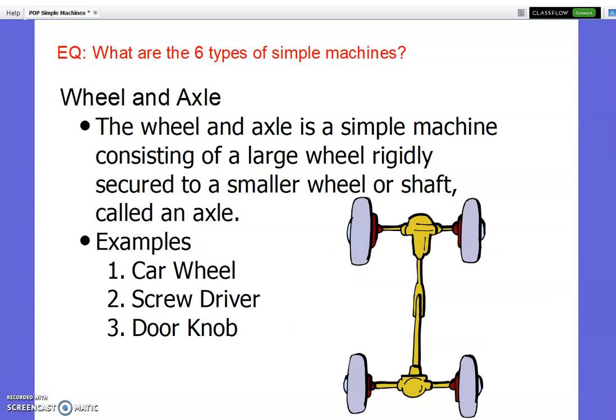The next type of simple machine is a wheel and axle. It's pretty self-explanatory. The wheel and axle is a simple machine consisting of a large wheel rigidly secured to a smaller wheel or shaft called an axle. Example would be your car wheels. A screwdriver, I'm going to rotate the screwdriver. The axle is the actual part here with the screw attached on one end, and then the wheel would be like the handle. Doorknob is the same idea.